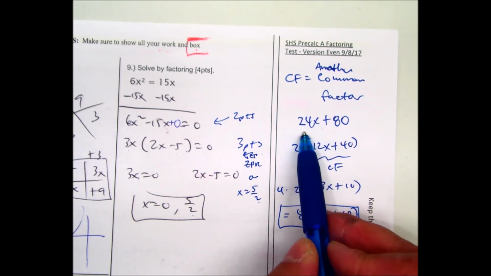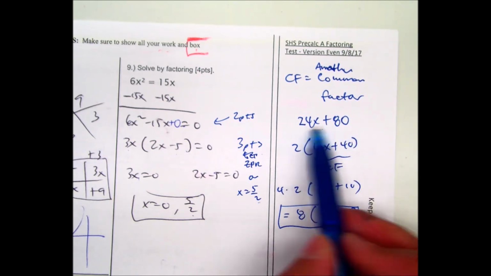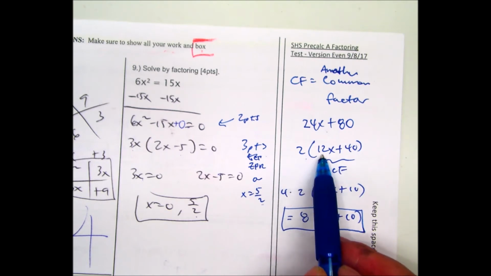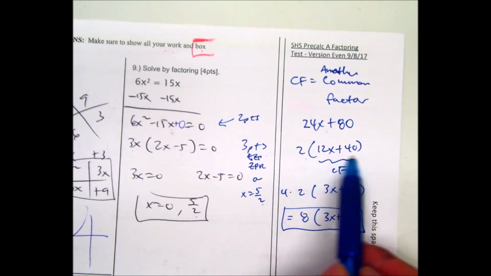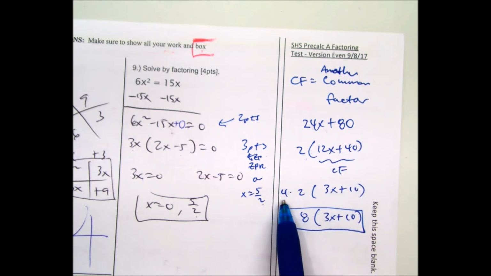Here's an example, 24x plus 80. Take out a 2, which gives 12x plus 40, but here there's another common factor, and that would actually be a 4. If you take the 4 out, 4 times 2 is 8. 8 was the greatest common factor.